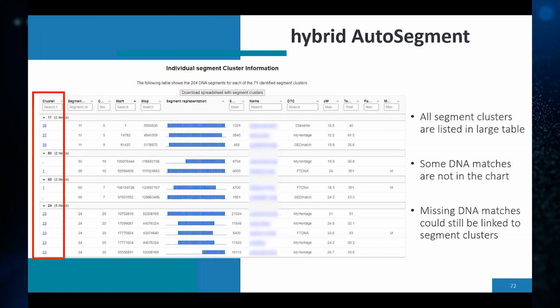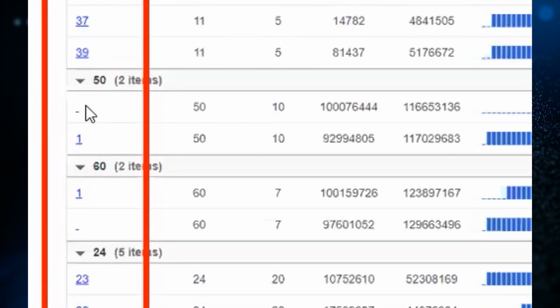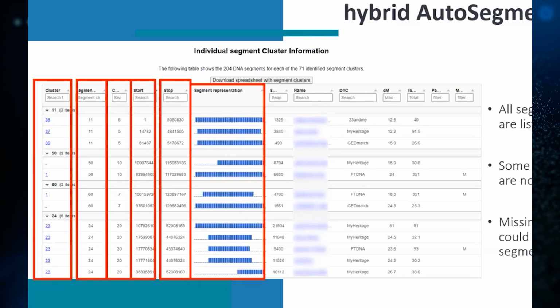So this is the cluster in which the ones that did cluster are residing. You can see the ones at the top were in cluster 38, 37, 39. And then underneath you have one that is not clustered at all. The match below that is in cluster 1, and then it goes on. Here you see how many segments are in this particular cluster, the chromosome, the start and stop. Also the overlap. I like this overlap.